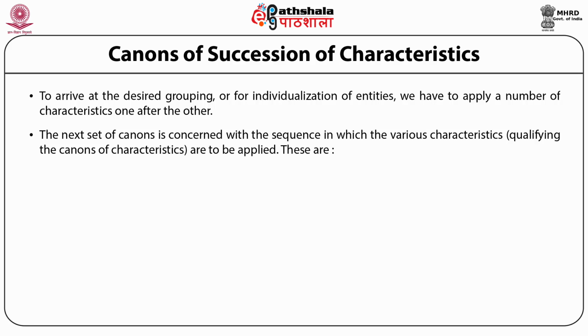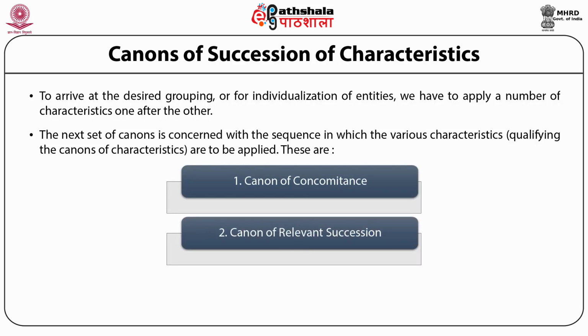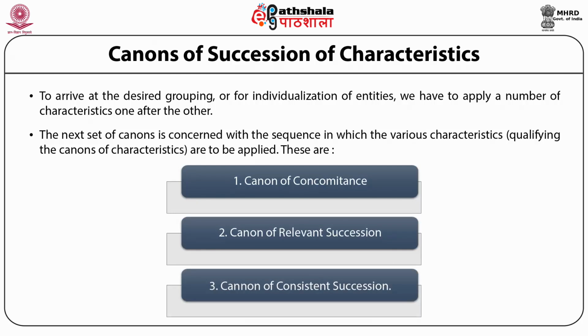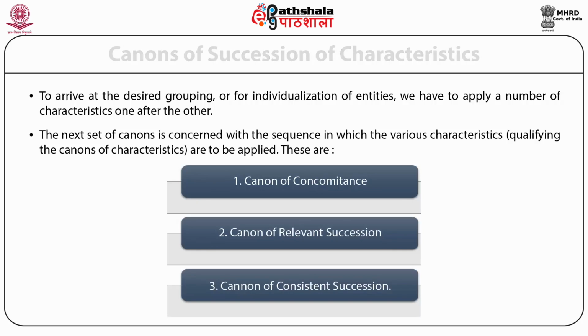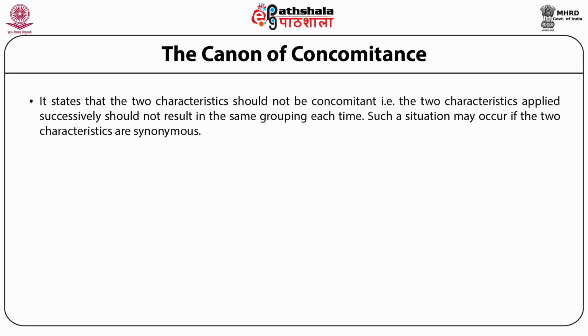These three canons are canon of concomitance, canon of relevant succession, and canon of consistent succession. The canon of concomitance. This canon states that the two characteristics should not be concomitant. That is, the two characteristics applied successively should not result in the same grouping each time. Such a situation may occur if the two characteristics are synonymous, that is, they bring the same result.